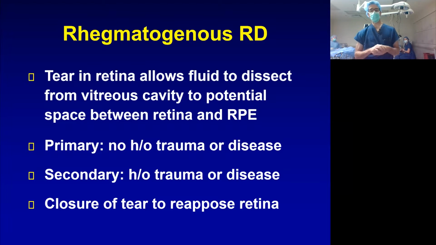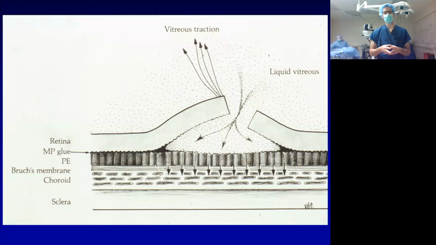And to reappose the retina, or reattach the retina to the back of the eye, we need to get closure of the tear to the back of the eye. This illustrates the fluid of the vitreous cavity up here, coming down through the retinal break, dissecting under the retina, peeling it up off the back of the eye wall. Kind of like wallpaper coming off a wall, or a swimming pool liner coming off the walls of the swimming pool. The fluid gets through the break, and that is the cause of the retinal detachment.